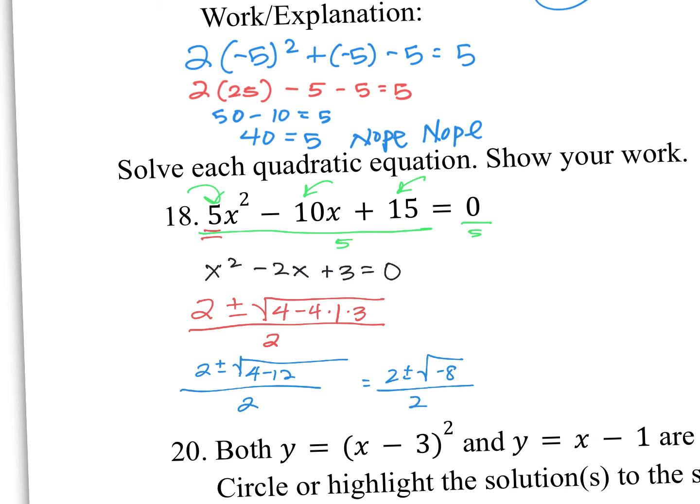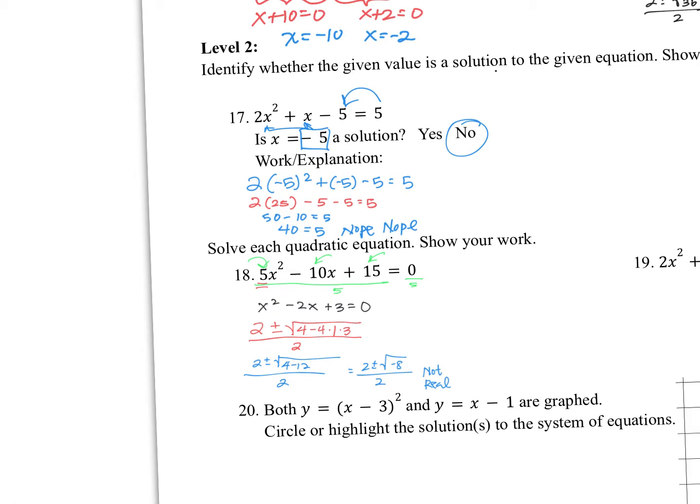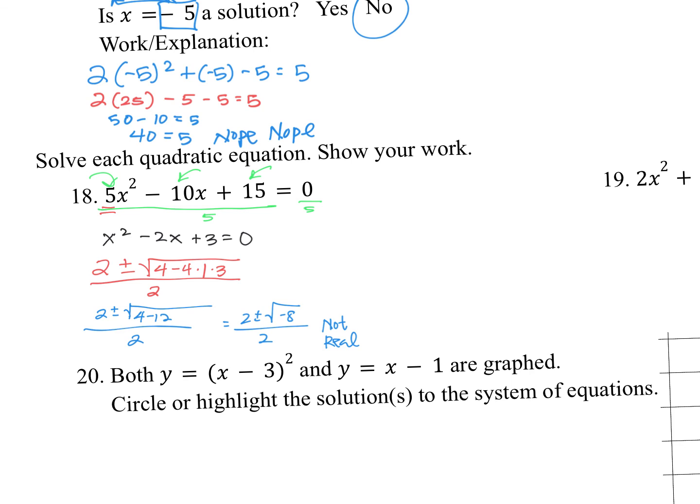Now, if you can get it this far and say it's not real, I'm okay with that. If you can take it farther, that's actually a level 3. So if you're like, it's not real, so I've got 2 plus or minus the square root of 8 times i over 2, which is equal to 2 plus or minus 2 root 2 i over 2, and everything divides by 2. So we've got 1 plus or minus the square root of 2 times i.